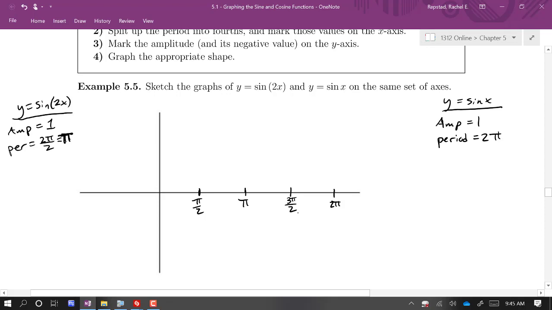So I can actually, and they both have the same amplitude, so I only have to go as far up as 1 and as far down as -1. So I'm going to go ahead and sketch sine x right now. So sine starts at 0, it hits its peak at pi over 2, back to 0, then its minimum here at 3 pi over 2, and back to 0 at 2 pi. So it looks like this.